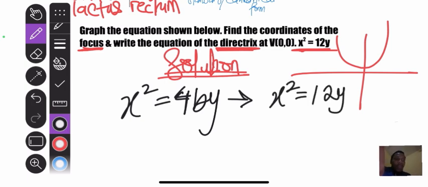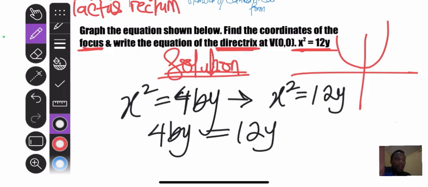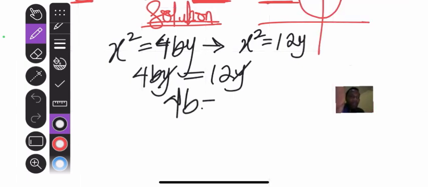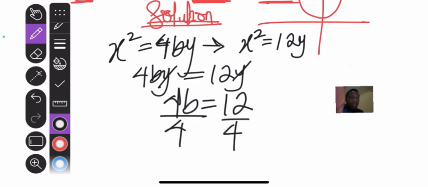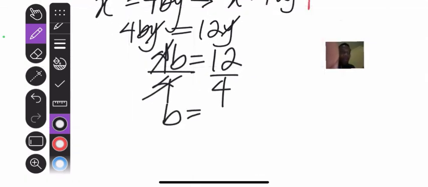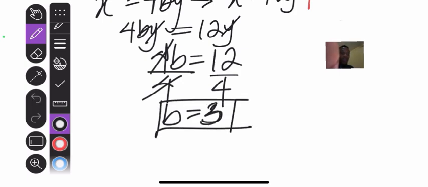If we compare both of them, you notice that I can write 4by to be equal to 12y. The y's nullify each other, then we can bring this here as 4b equals 12. We divide both sides by 4, and this will nullify this. Then b equals 12 divided by 4. 12 divided by 4 is 3. So it means b equals 3.